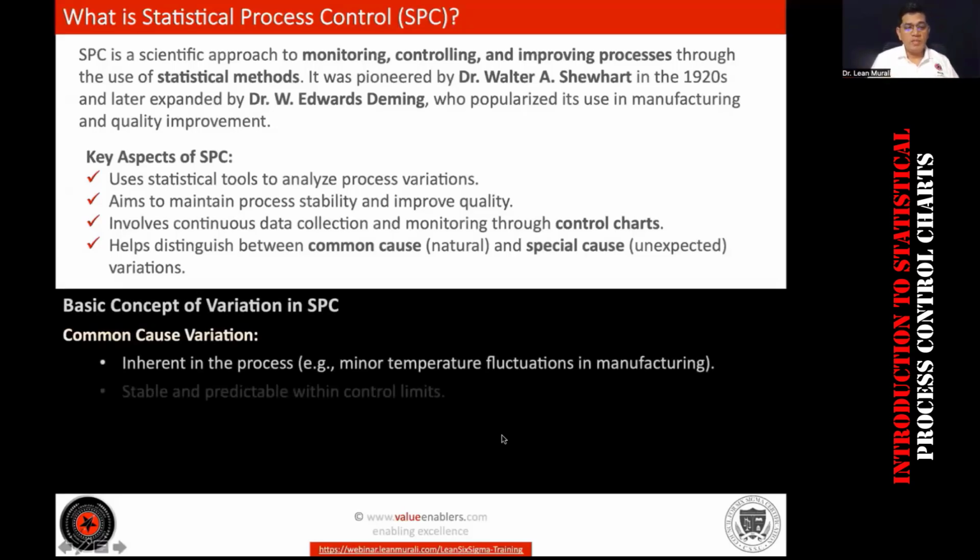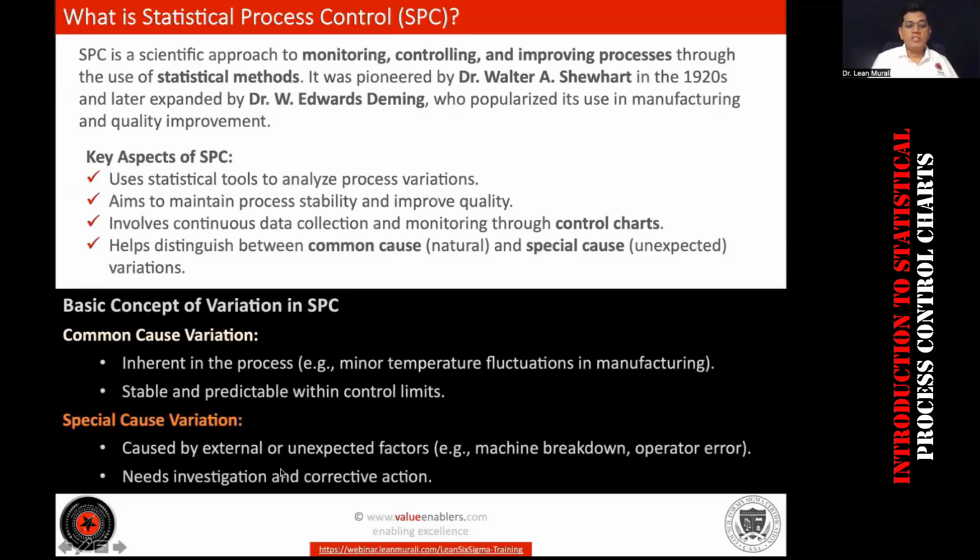So, common cause variation and special cause variation: special cause is caused by external, unexpected factors like machine breakdown or operator error. This needs investigation and corrective action, whereas common cause is inherent in the process, like minor temperature fluctuations in manufacturing. Common cause is stable and predictable within control limits. This is the takeaway from this slide.